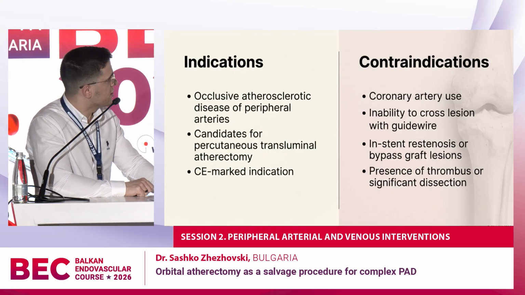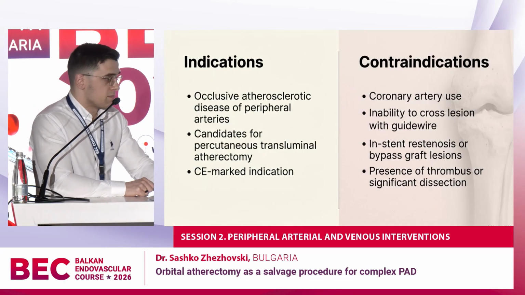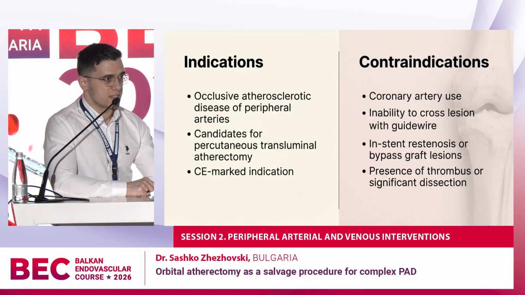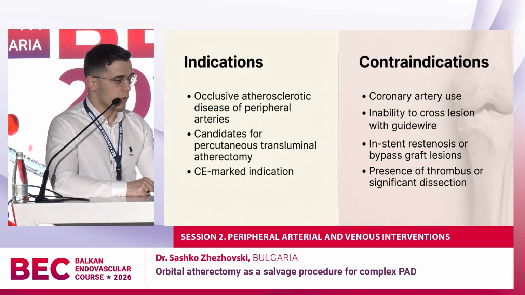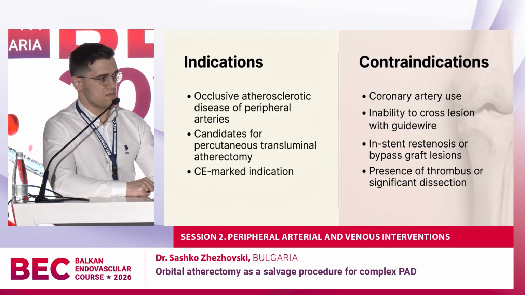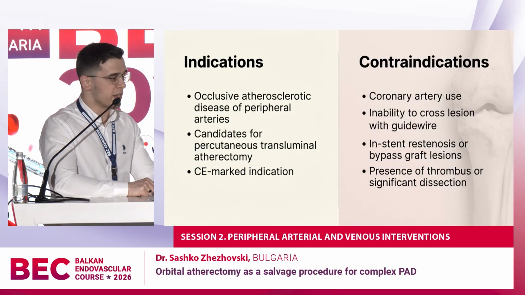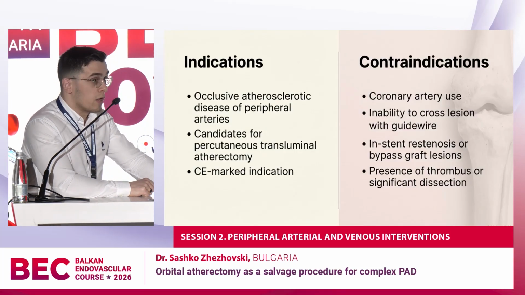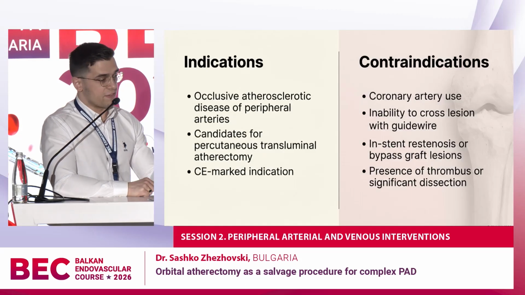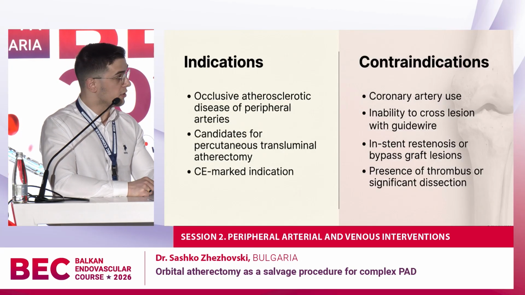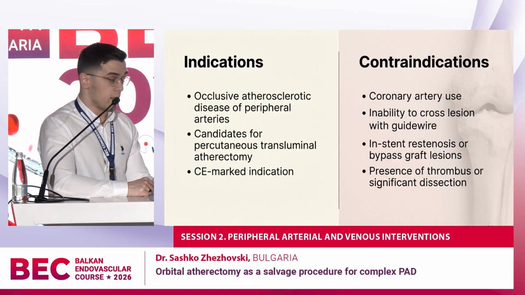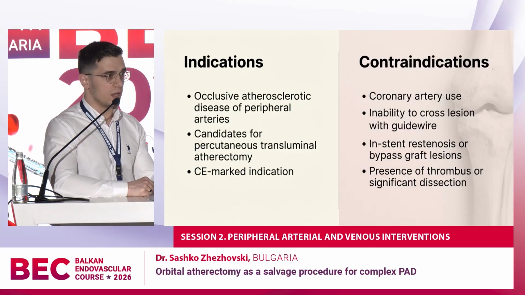There are several indications and contraindications. So patient selection is mandatory. It's important to keep track of the vessel diameter, the lesion morphology, as well as the tortuosity or angulation of the vessels. There are several contraindications. I want to emphasize that I have placed coronary artery use as a contraindication because for this particular device it is contraindicated, though there are devices which support orbital atherectomy.